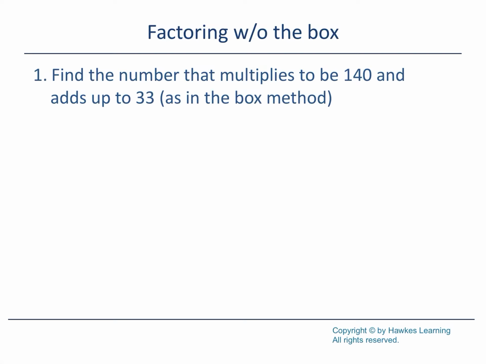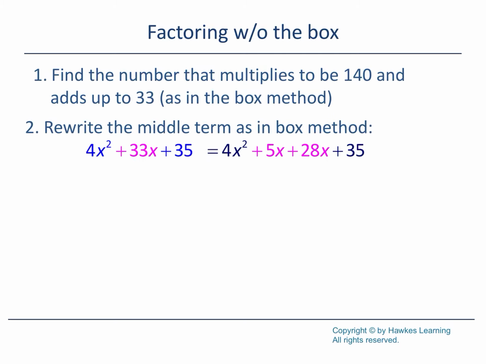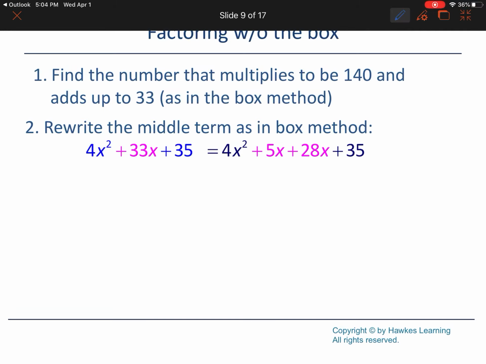So if you really hate the box, the regular way, and this is the way the book teaches it, is very much the same. You still have to multiply the first and the last numbers to get that key number, and you still have to look for the two numbers that multiply to be that number but add up to be the middle term. And then you just rewrite it. So if you notice here, I've just rewritten the 33 as the 5x plus 28x.